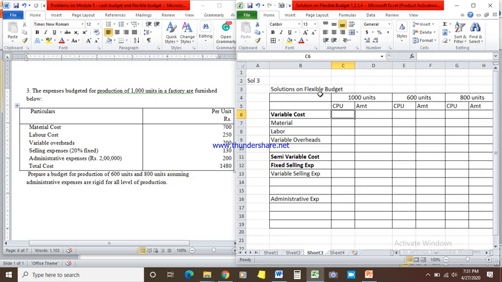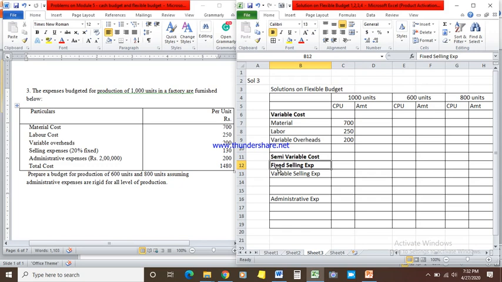Okay, so again the solution on flexible budgets. 1000 units is what they have given in the details, and accordingly we should go for 600 units and 800 units. So first variable cost, then comes semi-variable cost, then fixed cost. Under the variable cost we have material, labor and variable overheads. Again per unit values: 700, 250, and variable overhead is 200. Then we are also given selling expenses, 20% fixed.